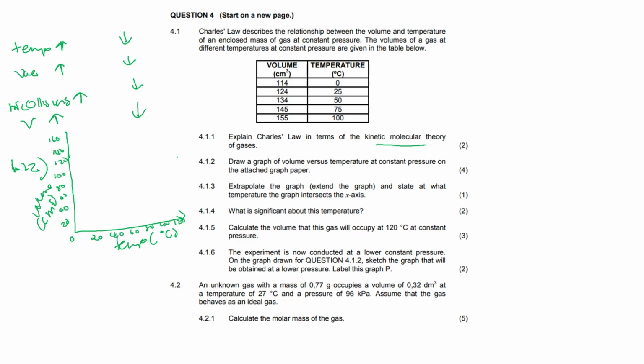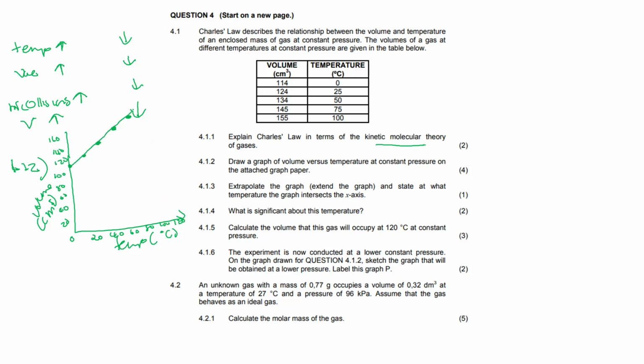So then you're just going to plot the graph. So it's going to be 0 and 114, so somewhere here. 25 and 124, somewhere right there. 50 all the way up to 134, so somewhere there. 75 to 145, and then 100 to 155, something like that. And you'll have just a straight line, so then you just connect your line.